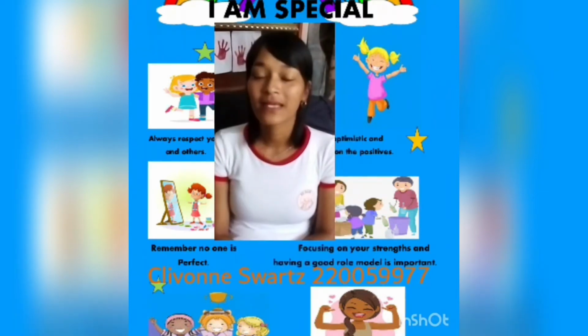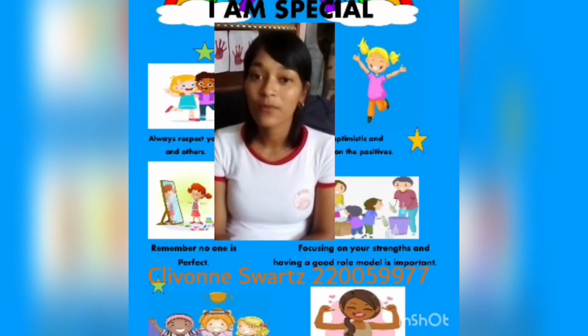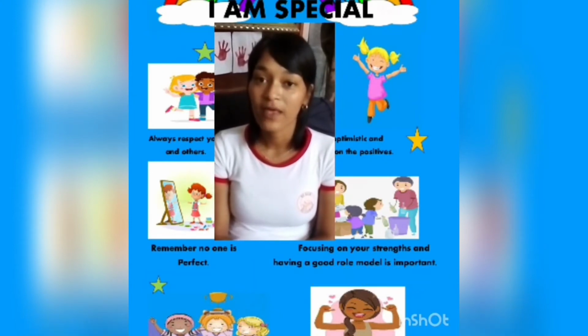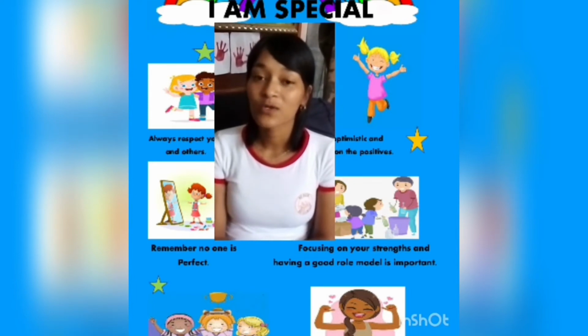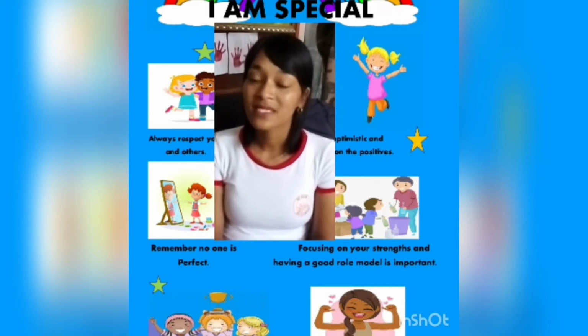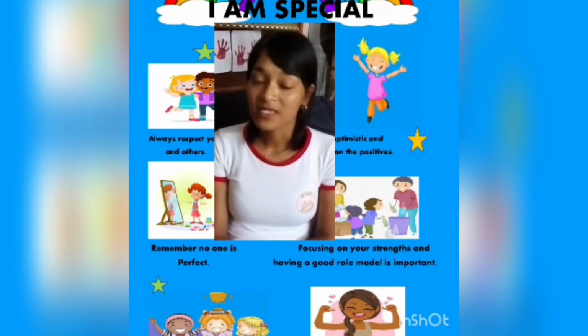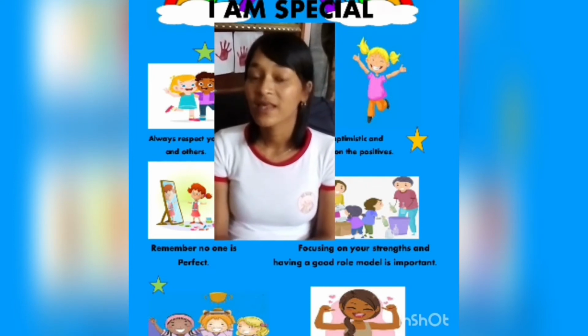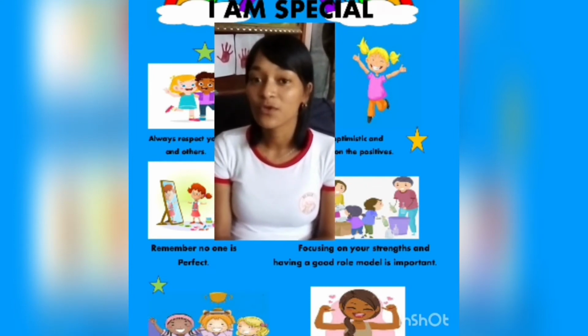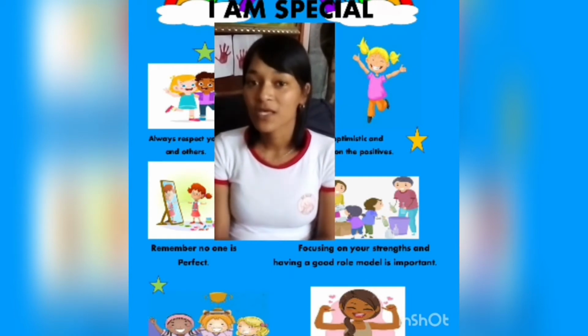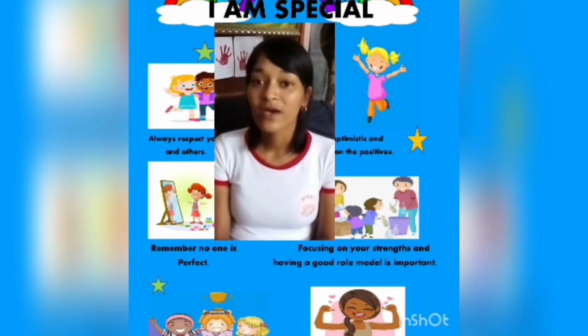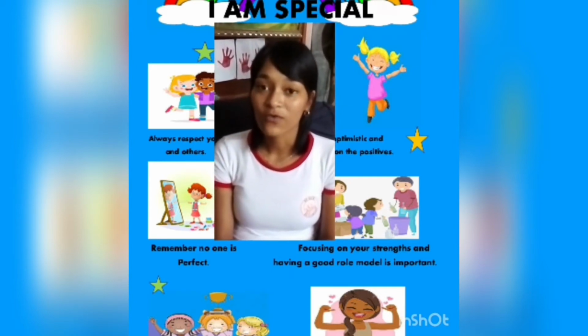Good day everyone, my name is Glavon and these are my two key points for building a positive self-esteem. The first one is no one is perfect. It's important that we let children know it's okay to make mistakes and that we learn from these mistakes. Oftentimes children feel that when they make a mistake they've disappointed you or themselves, but we need to let them know that it's okay to move on and start over.